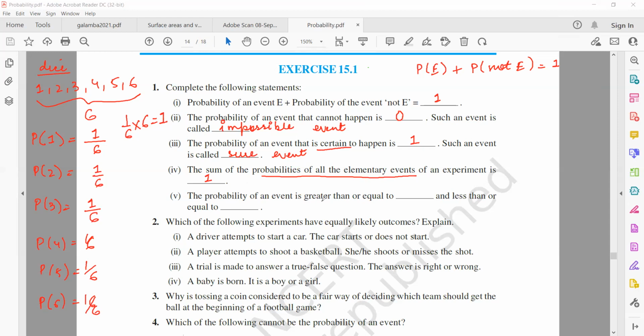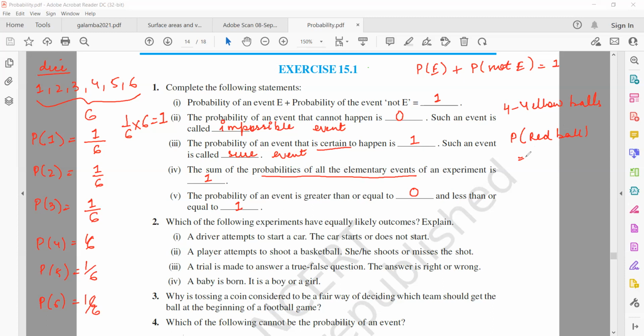The probability of an event is greater than or equal to. So it is always greater than or equal to 0 and less than or equal to 1. Why? For example, there's a question also. Suppose there's a bag which is containing only yellow balls, say 4 yellow balls in the bag. Now I ask you to find the probability of getting a red ball. How many times is my favorable outcome occurring here?